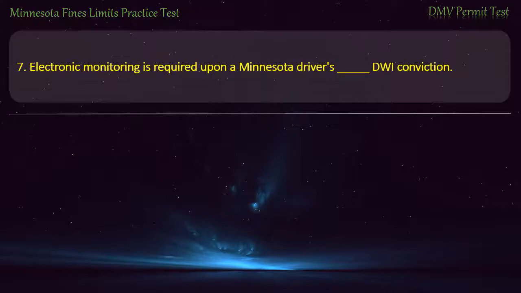Question 7. Electronic monitoring is required upon a Minnesota driver's blank DWI conviction. 4th, 1st, 3rd, 2nd. Answer. 3rd.